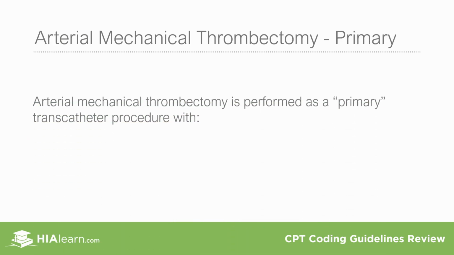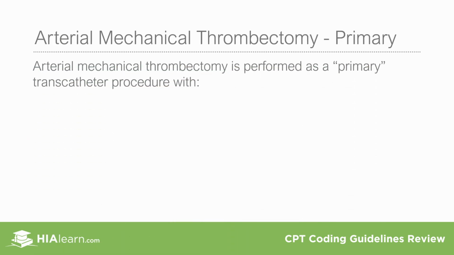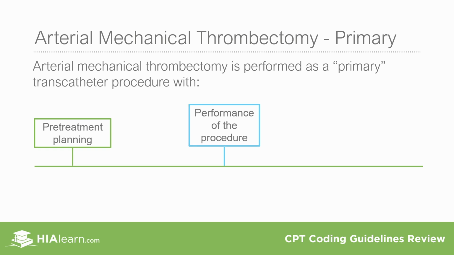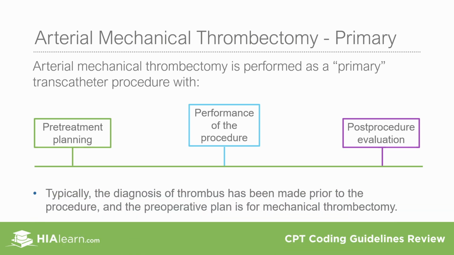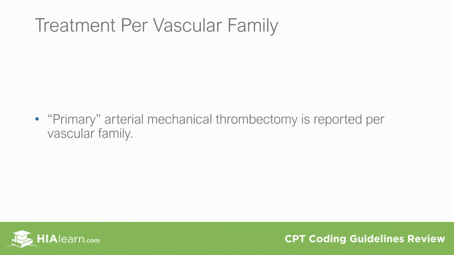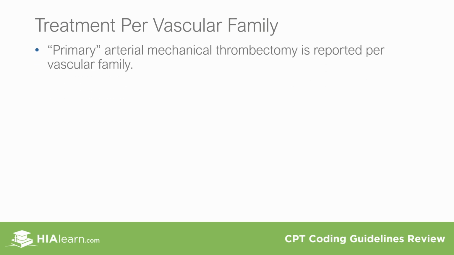Arterial mechanical thrombectomy is performed as a primary transcatheter procedure with pre-treatment planning, performance of the procedure, and post-procedure evaluation focused on providing this particular service. Typically, the diagnosis of thrombus has been made prior to the procedure, and a mechanical thrombectomy has been planned preoperatively. Primary arterial mechanical thrombectomy is reported per vascular family.